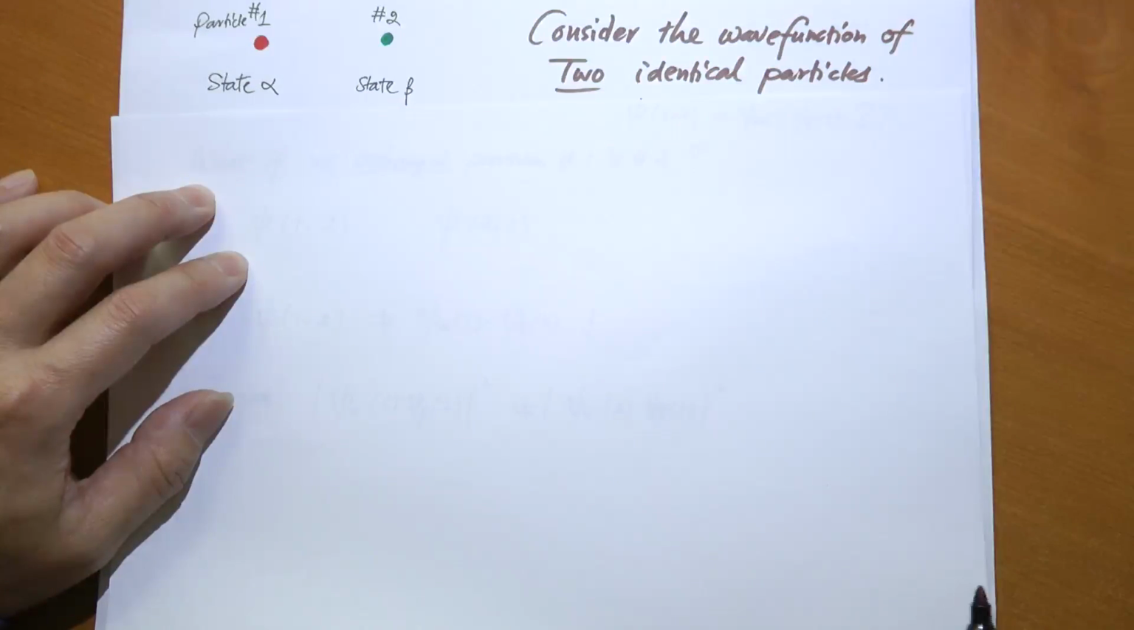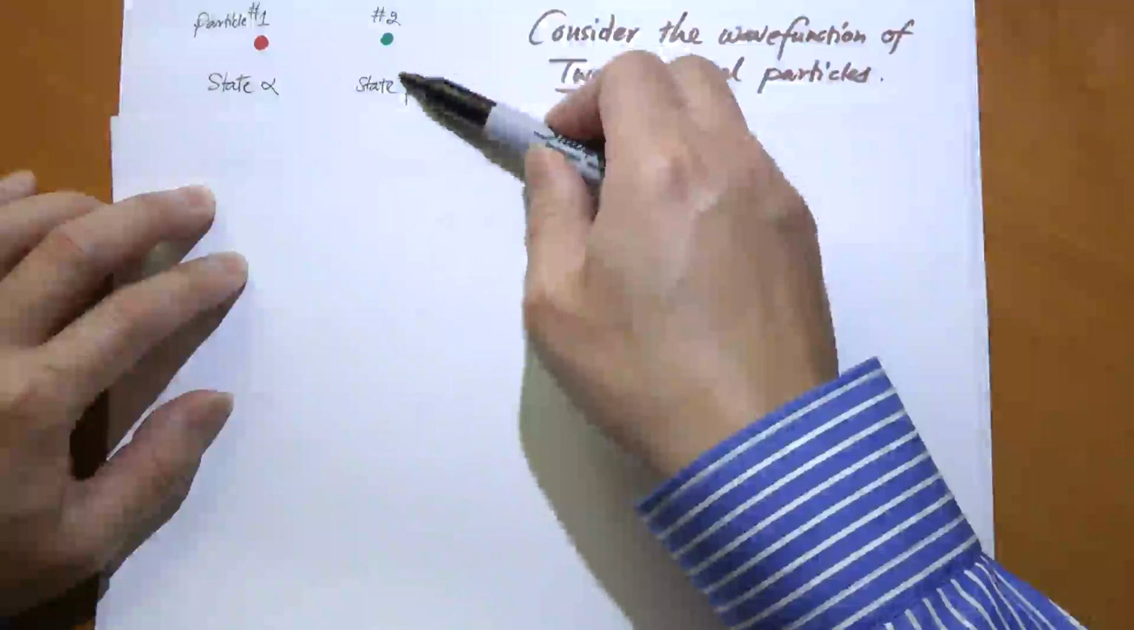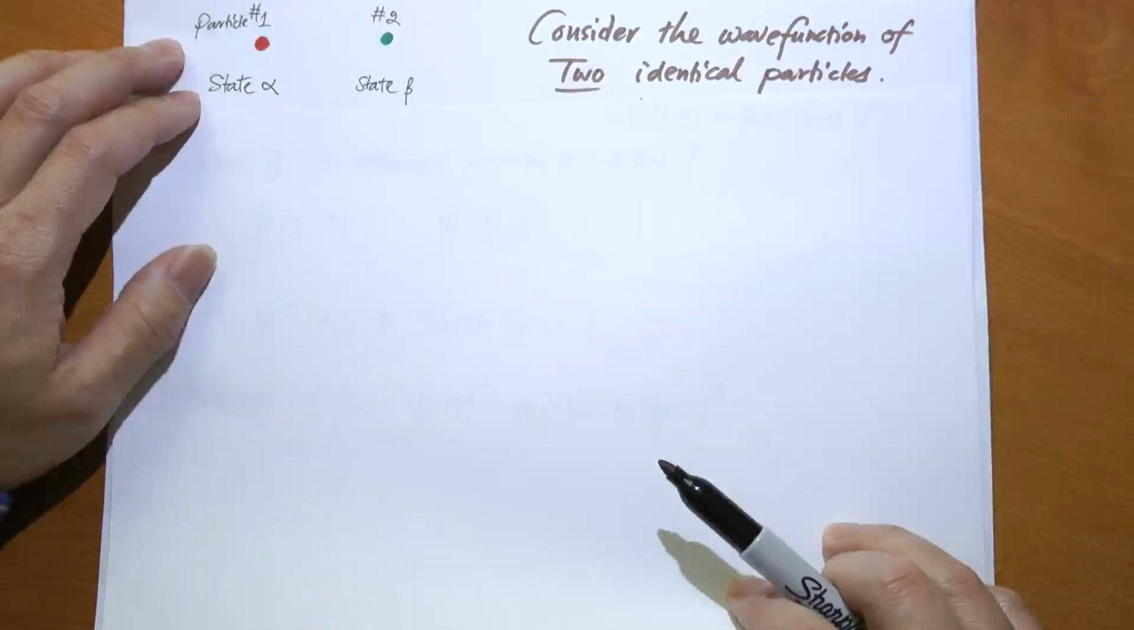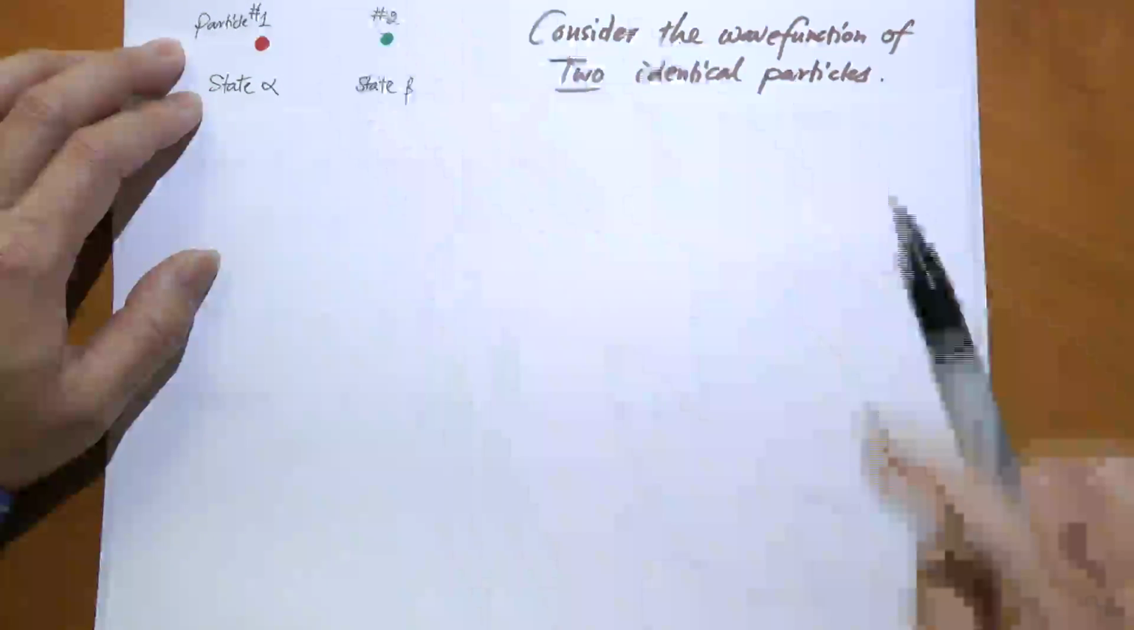Therefore, the overall probability for this particle to be in state alpha and that one in state beta would be the product of the two probabilities. That's a principle of probability theory: you just multiply the two probabilities together.